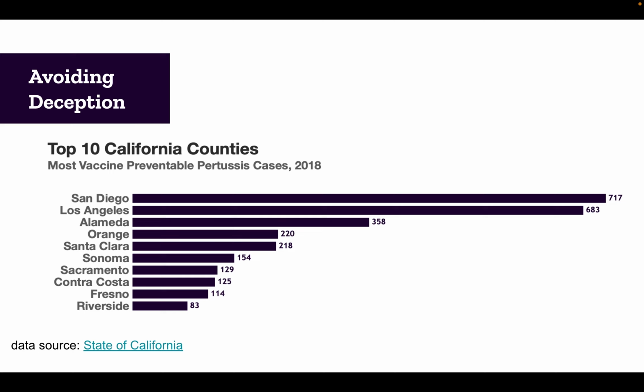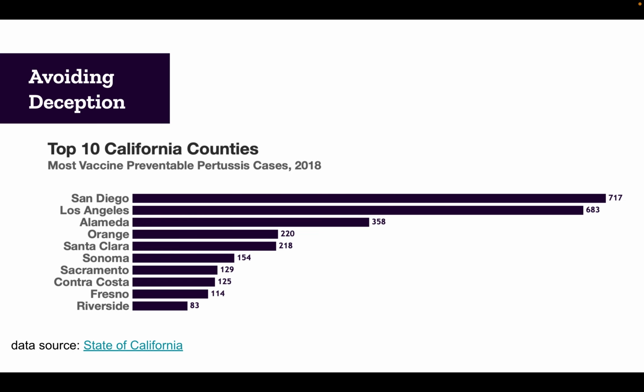Now that you're back, I'll talk about a purposeful mistake I made in this design. As you can see, these are raw pertussis cases in California counties deemed as the top 10. But is it fair to compare raw numbers for counties that vary widely in size and population?